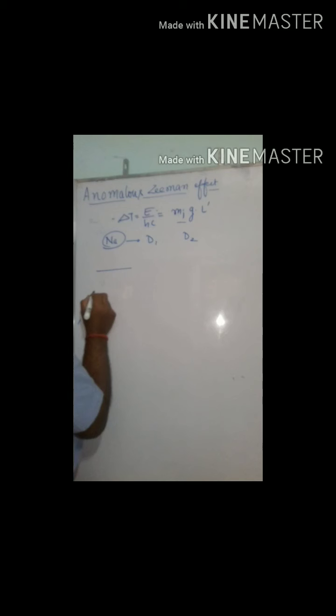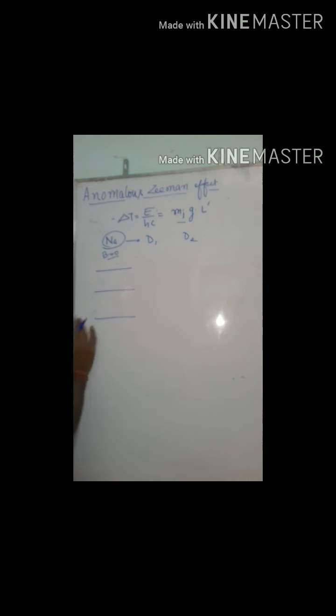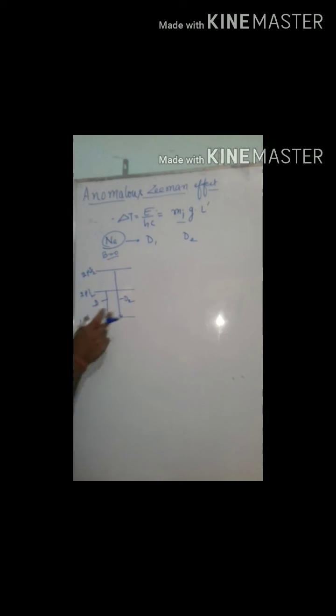In the D1 and D2 lines, there are transitions in the absence of a magnetic field, when B is equal to 0. In the absence of a magnetic field, they are 2S1/2, 2P1/2 and 2P3/2. One line is this, the other line is this. This is 1/2, this is 1/2 and this is 3/2. This is called the D1 line and this is called the D2 line. These are the D1 and D2 lines.